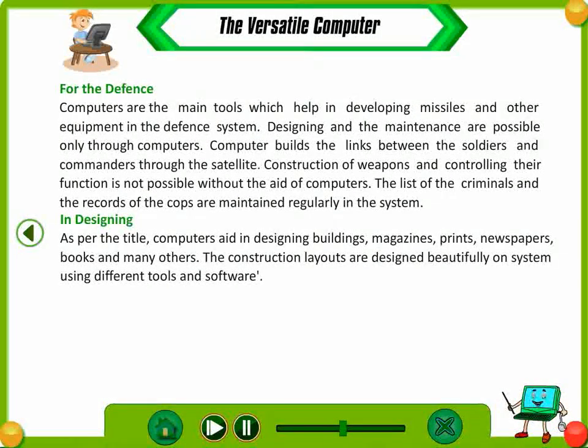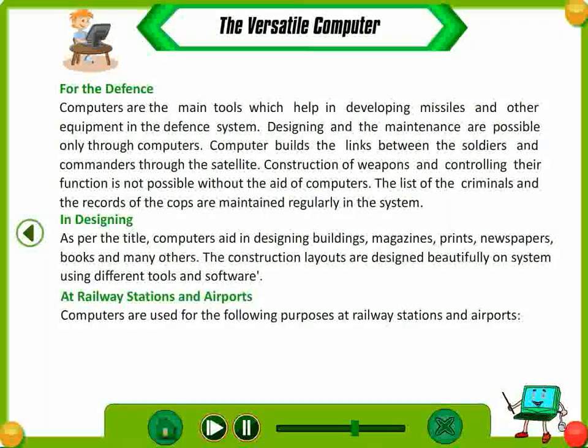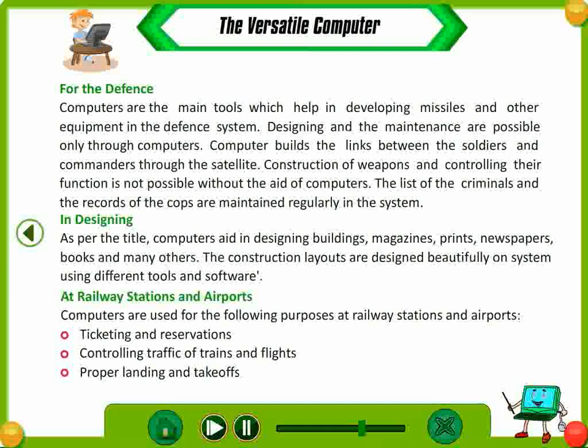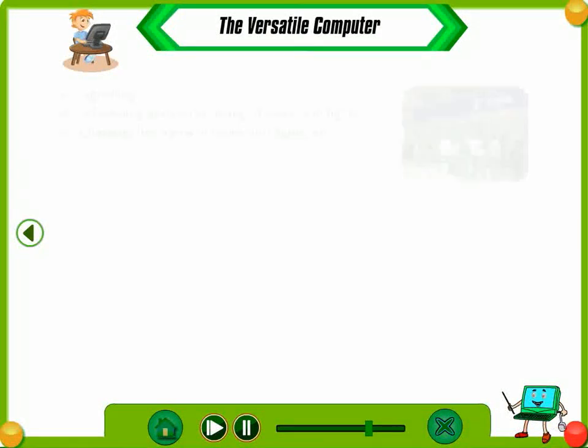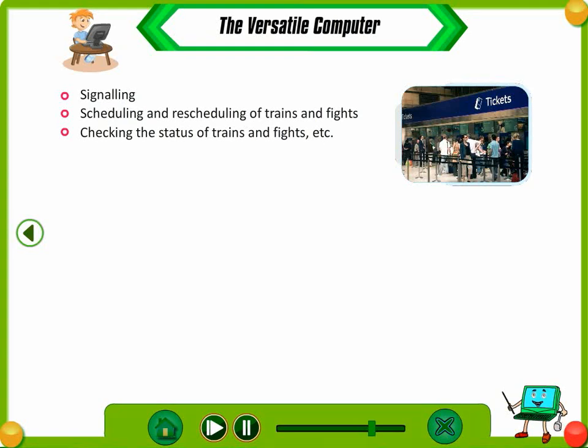In designing, as per the title, computers aid designing buildings, magazines, prints, newspapers, books, and many others. The construction layouts are designed beautifully on the system using different tools and software. At railway stations and airports, computers are used for the following purposes: ticketing and reservations, controlling traffic of trains and flights, proper landing and takeoffs, signaling, scheduling and rescheduling of trains and flights, checking the status of trains and flights, etc.